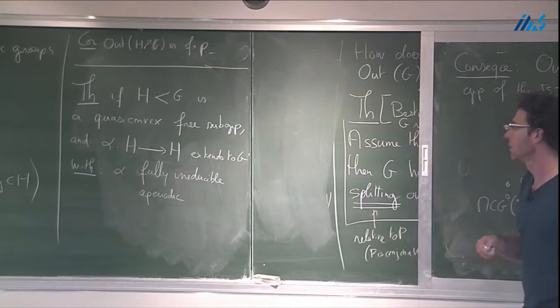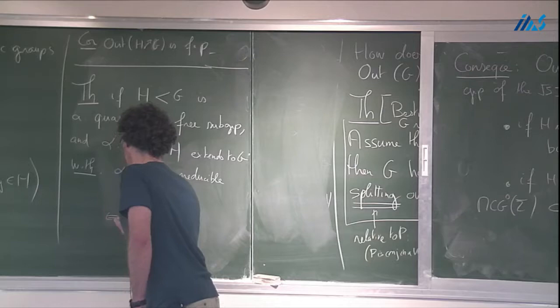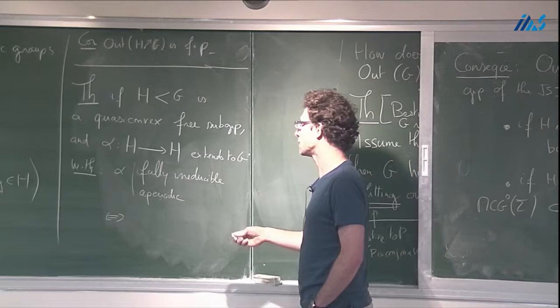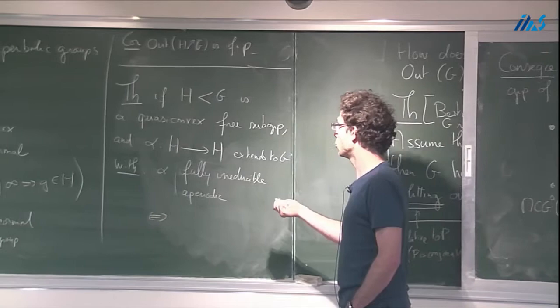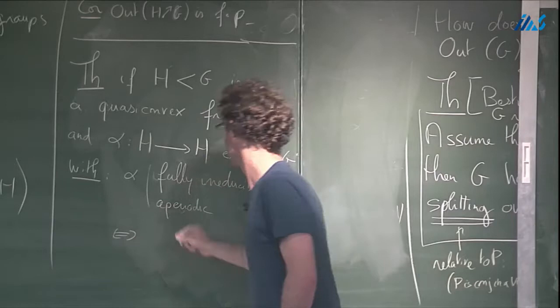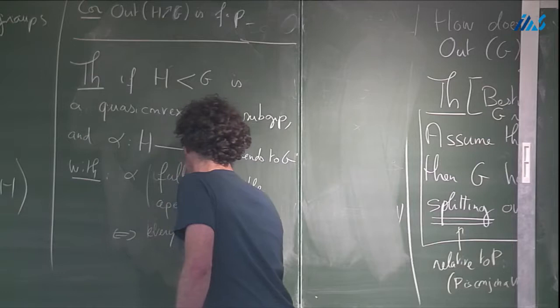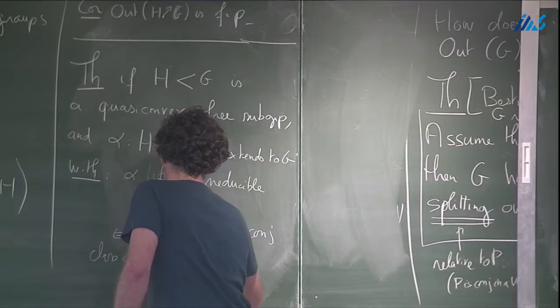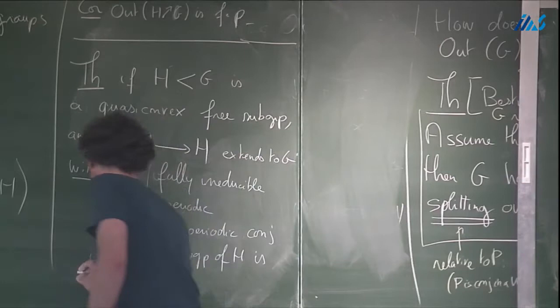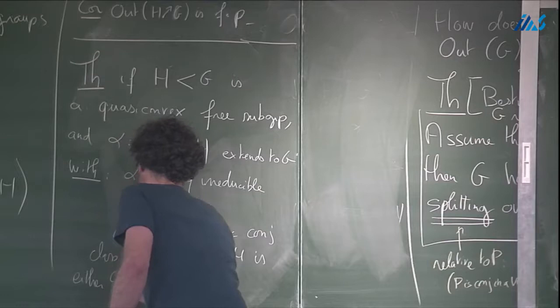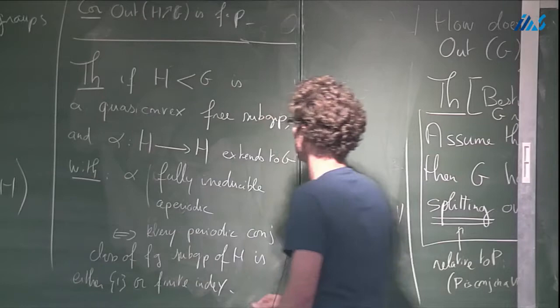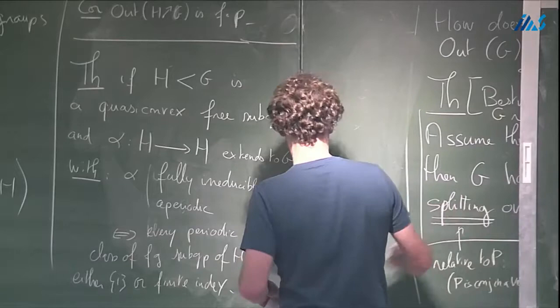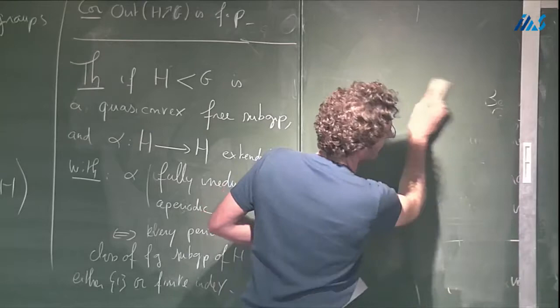Those two are equivalent by Bestvina–Handel to the requirement that every invariant finitely generated subgroup of H has finite index or is trivial. So every periodic conjugacy class of finitely generated subgroup of H is either trivial or finite index. So that's a complicated automorphism, something that mixes everything, in particular at the level of finitely generated subgroups.